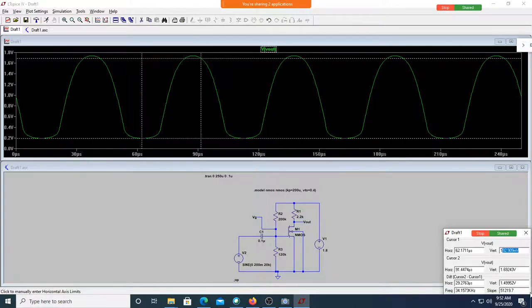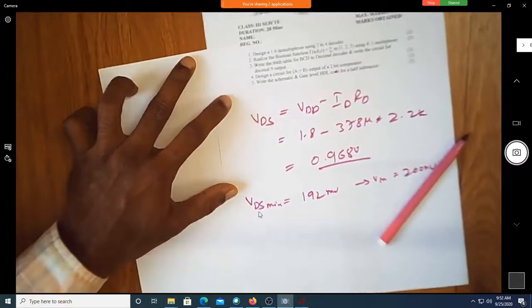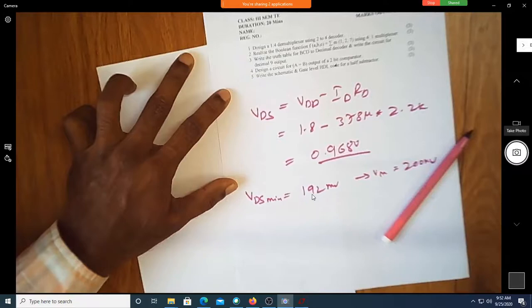So we have VDS minimum that is coming out in this particular case as how much? 192 millivolt. This is when the input is how much? 200 millivolt. Am I correct? VDS minimum is 192 millivolt when the input voltage is 200 millivolt. Am I correct? Yes, sir.